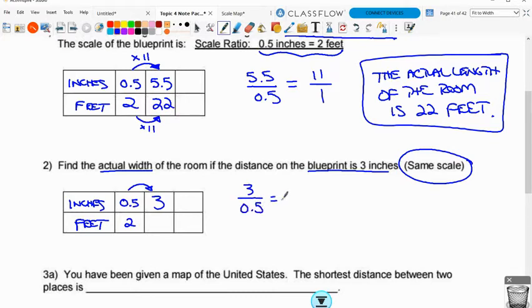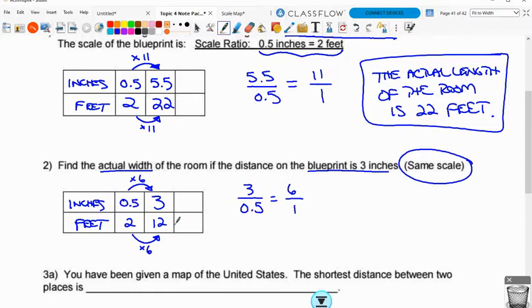And when I do that this time, that's going to give me a value of 6. So 6/1. So what they did to go from a half inch to 3 is multiplied by 6. Since they did that to the inches, I'm going to do the same thing to the number of feet. 2 times 6 gives me a value of 12.